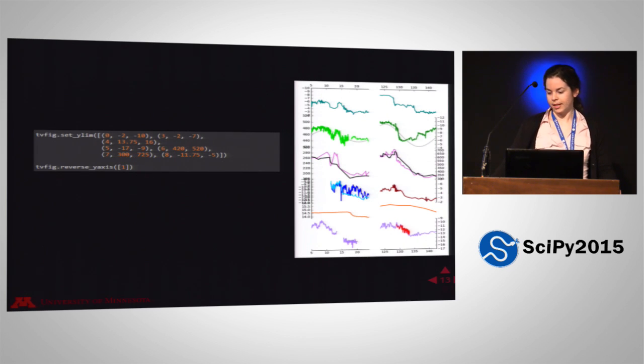And also, I didn't feel like setting y limits for this particular row, but the standard in the field is to have warm up and cold down. So let's just reverse that one y-axis.